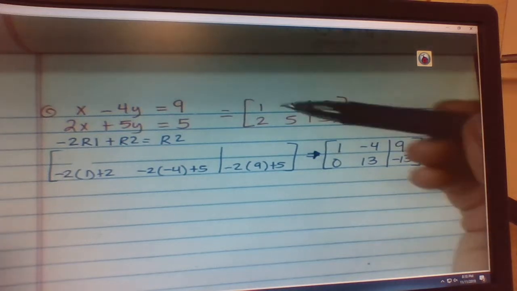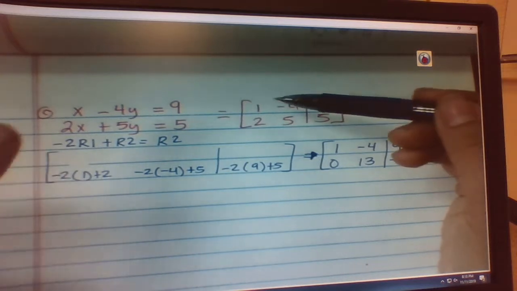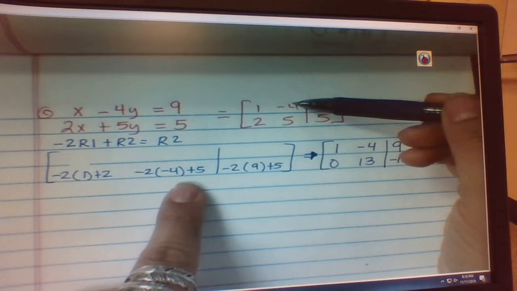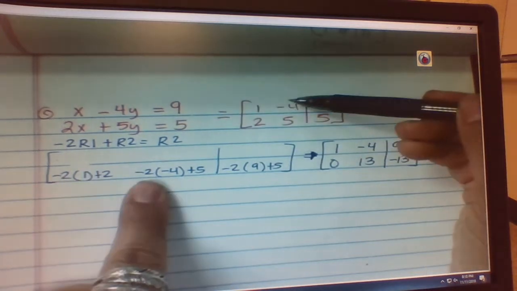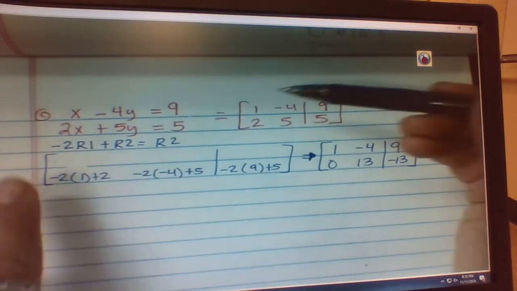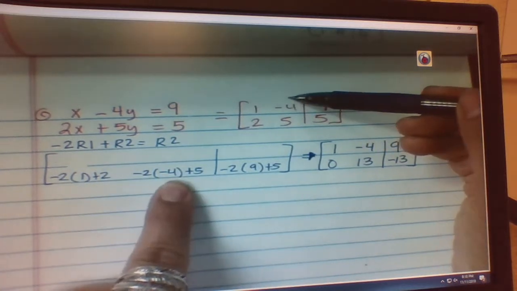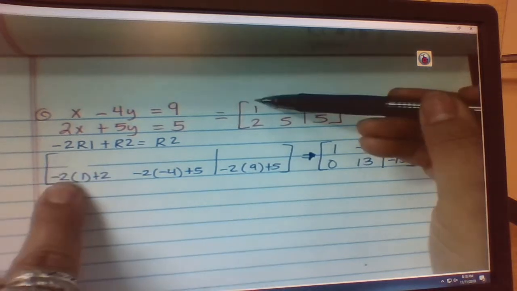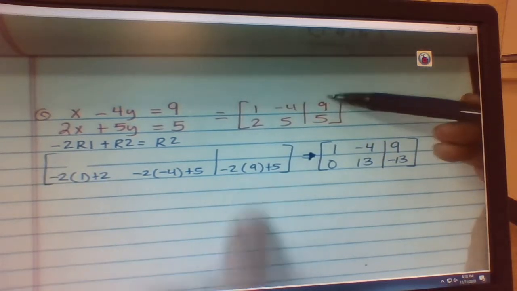So you just need to go slowly. -2, row 1, bam, plus this. There are 3 numbers in row 1. How do you know which one you're supposed to do? You're doing one at a time: 1, -4, and 9. You have to do it to each.